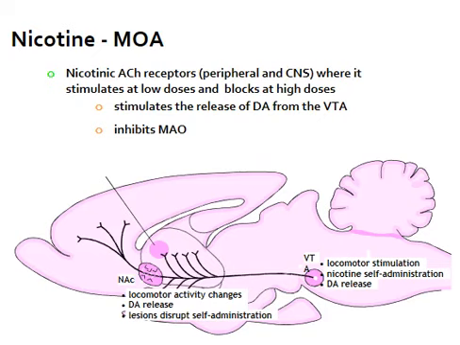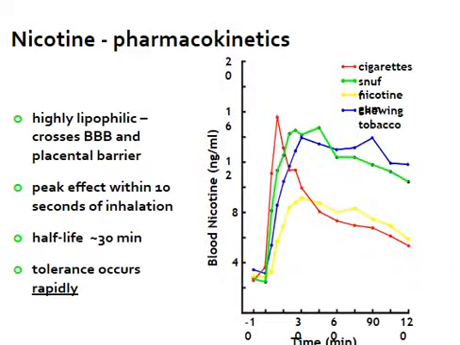It stimulates at low doses, and at high doses it can cause blockade. Typically, you see stimulation and release of dopamine from the ventral tegmental area, which is thought to be where some of the dependence liability comes from. There's also a monoamine oxidase inhibition component to nicotine in the CNS as well. It's got interesting kinetics. It's highly lipophilic. It crosses the blood-brain barrier, and it also crosses the placental barrier, which is why we tell pregnant women not to smoke. The peak effect occurs within about 10 seconds of inhalation, and the half-life is only 30 minutes, which is why smokers are routinely going out for smoking breaks. And of course, we all know tolerance develops quite rapidly.